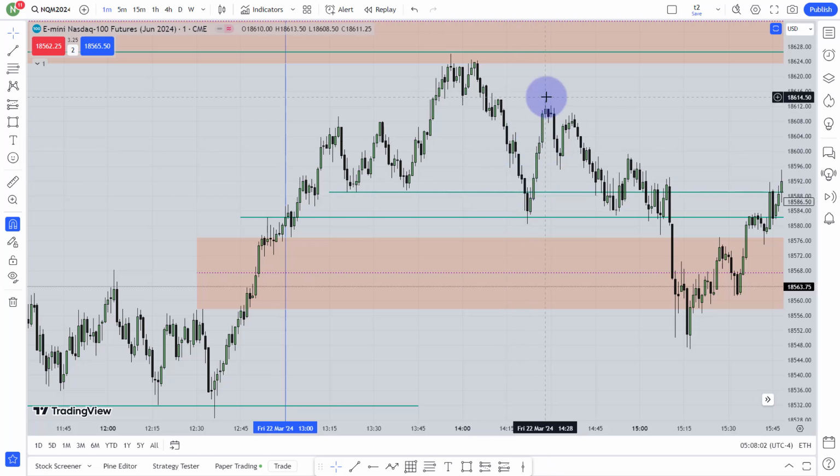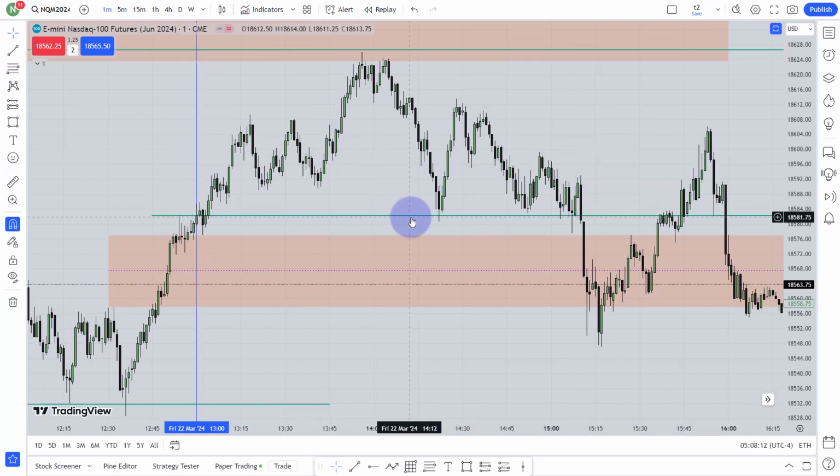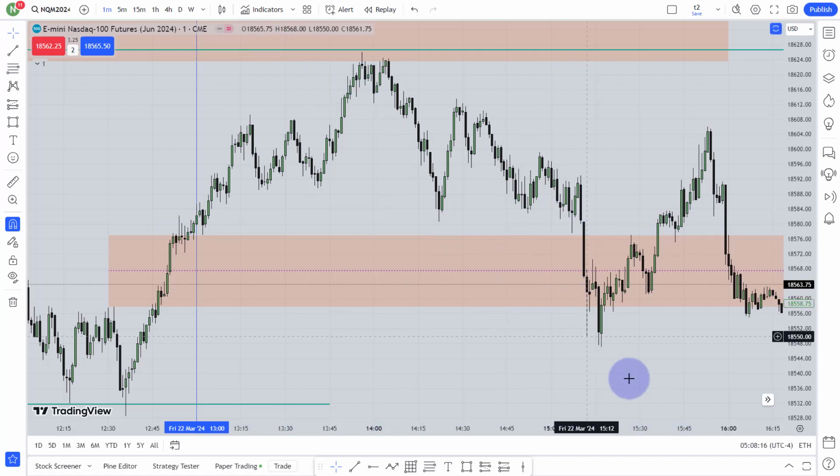Was there any market structure shift? No. Market went lower, lower, lower, and it has broken the entry fair value gap over here. When it is broken, I'm going to remove it from my chart. So I'm just going to remove that entry fair value gap, but I'm going to keep the last fair value gap on my chart.